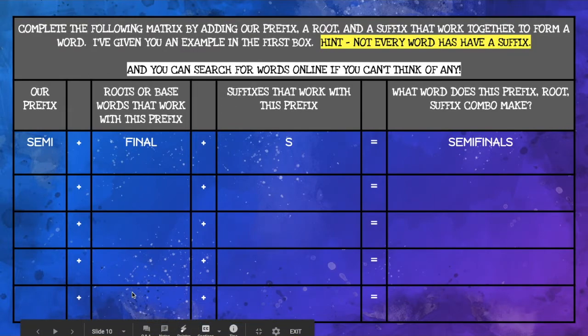Now, I know what some of you are going to say. Some of you are going to say, well, semi, like a semi truck. Well, you just gave it away. It's a semi truck or a semi trailer. We've shortened it down for a slang term to semi. Semi by itself cannot stand alone.